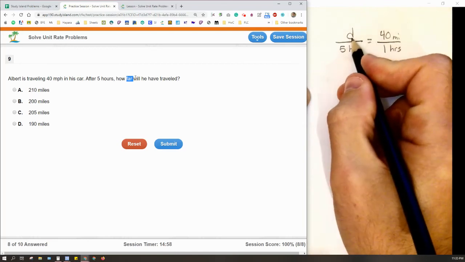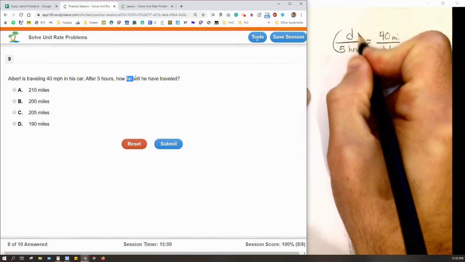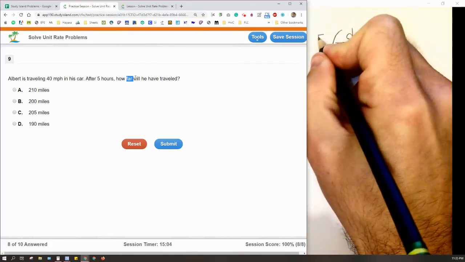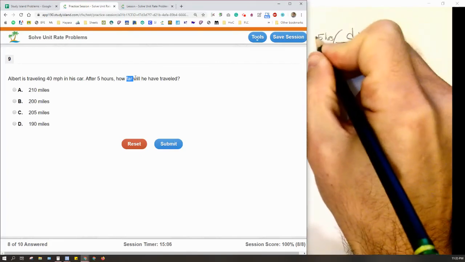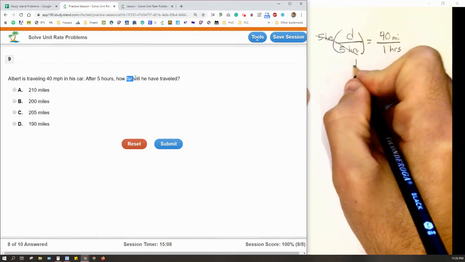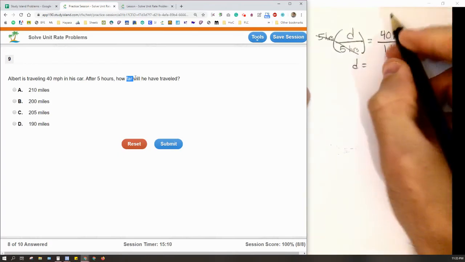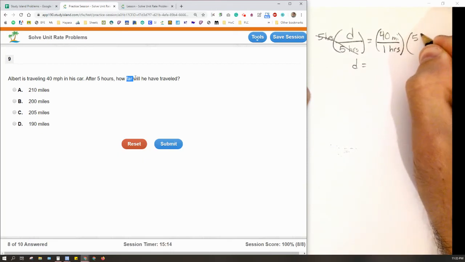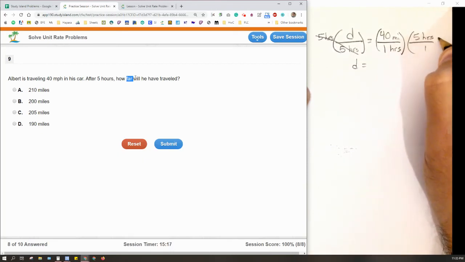So now I can solve for my variable d, multiply by 5 on both sides, because right now it says d divided by 5 hours. So you multiply by 5 hours. The 5 hours cancel. Of course, if you multiply one side of an equation by 5 hours, you have to do the same thing to the other side. So times 5 hours, which I can write as 5 hours over 1.